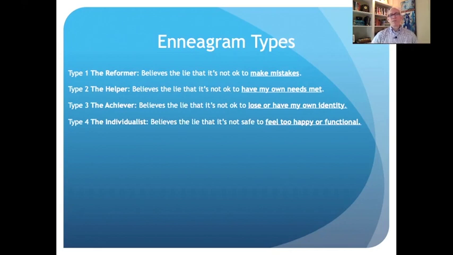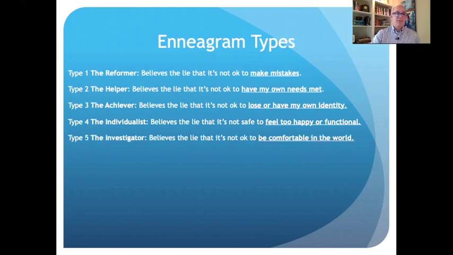A type 4 is the individualist. This is a person who is sensitive, withdrawn, expressive, dramatic, self-absorbed, and can be temperamental. The individualist believes the lie that it's not safe to feel too happy or functional. They're constantly wondering things need to be not totally all right for them to feel all right. They kind of embrace imbalance in their life. And if things are going too well, it's like they're a little concerned, and when's the other shoe going to drop?